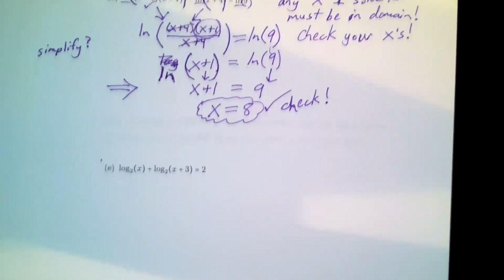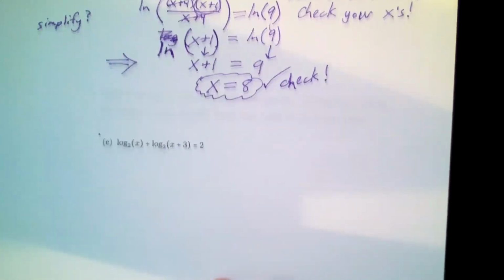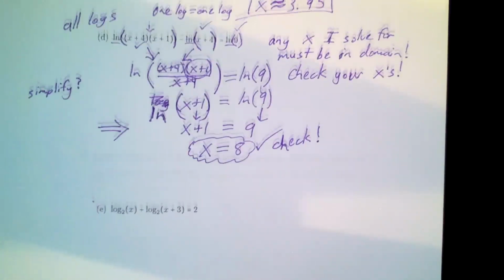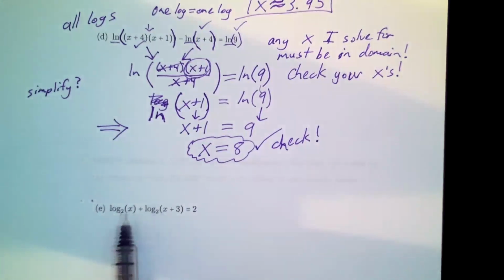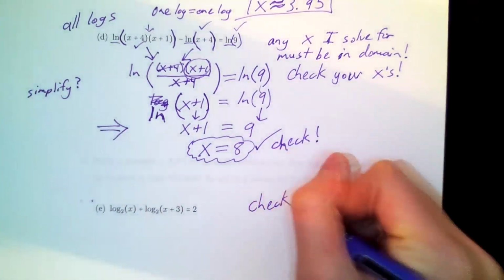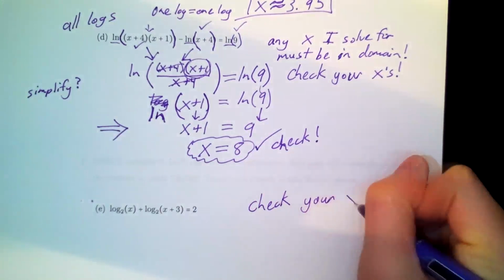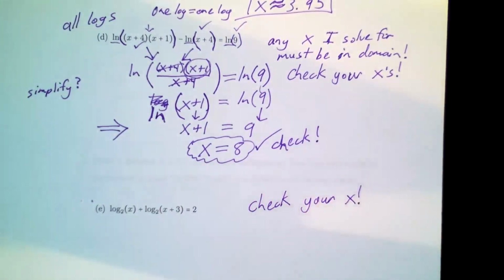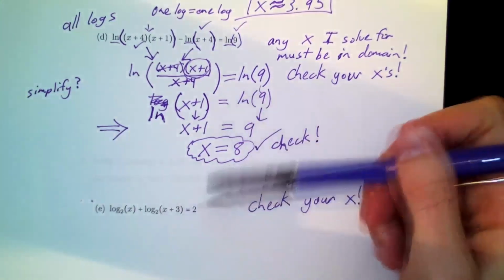Let's scooch on down to part E. Now part E, this one has logs in it again. This is log base 2 this time instead of ln. So as soon as you see logs in your equation, this is where you know, okay, I'm going to have to check my x at the end. I can't trust it.